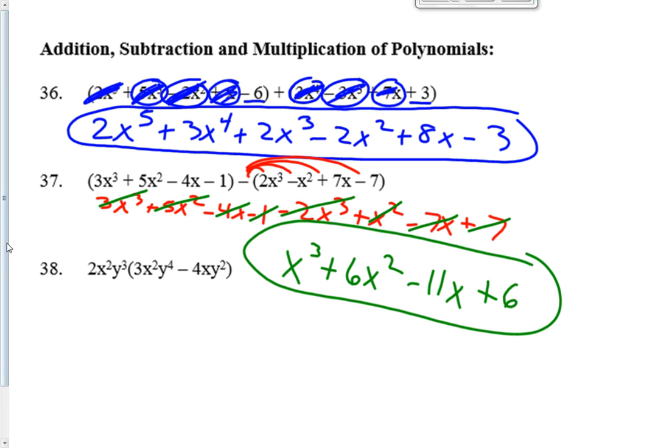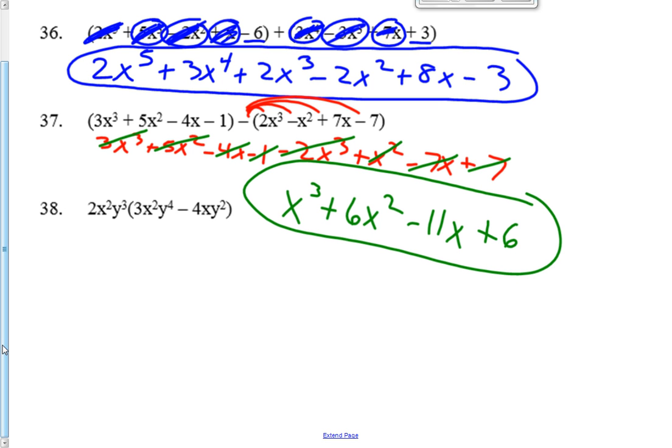When we multiply, we take the coefficient times the coefficient. So 2 times 3 is 6. And then with common bases, we add their exponents. So x squared and x squared make x to the fourth, and y to the third times y to the fourth is y to the seventh. So we multiply the coefficients, we add the exponents.